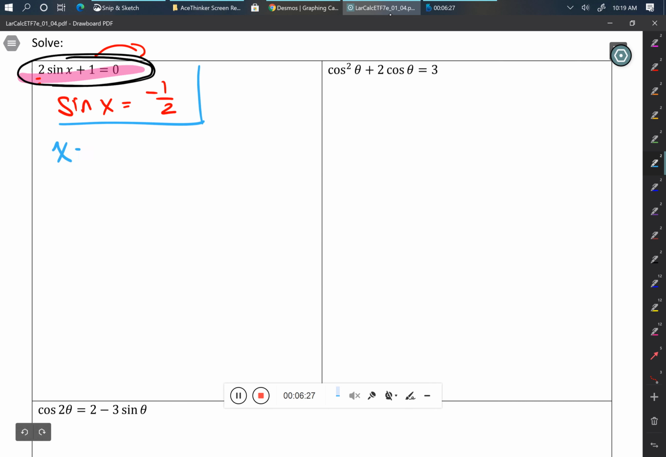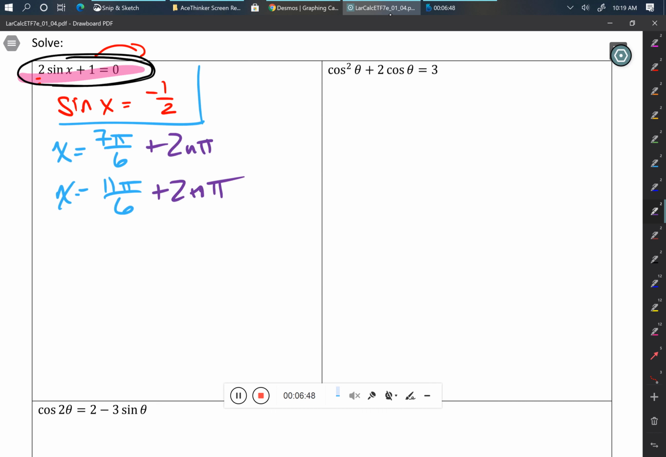And then you would say, well, there's a third quadrant angle and there's a fourth quadrant angle to give me negatives. The third quadrant angle is 7 pi over 6. The fourth quadrant angle is 11 pi over 6. And then, of course, we'd wrap on those 2n pi's to make those work. Now, that requires that you have a good working knowledge of your unit circle. Not everybody has a good working knowledge of their unit circle. So that's why we have multiple approaches.